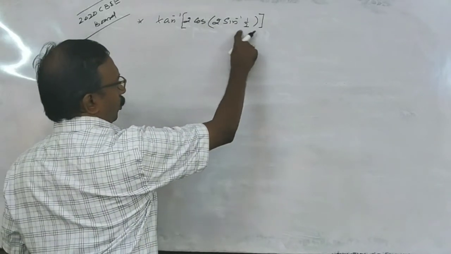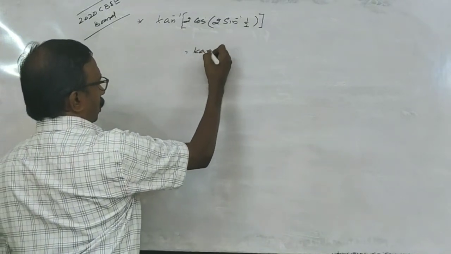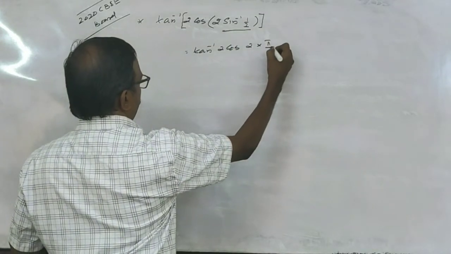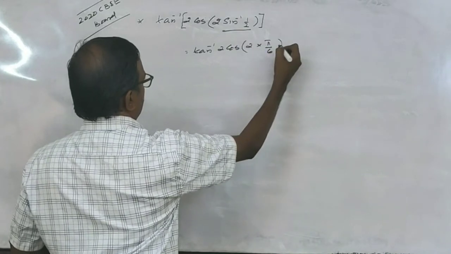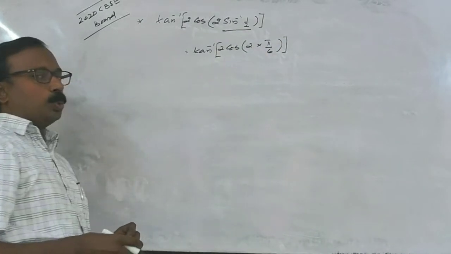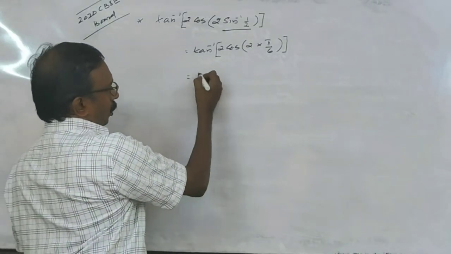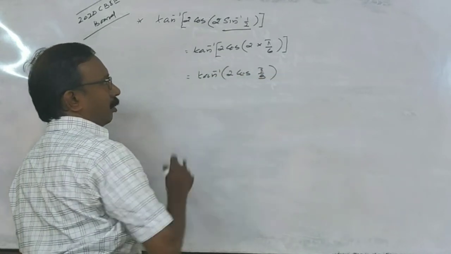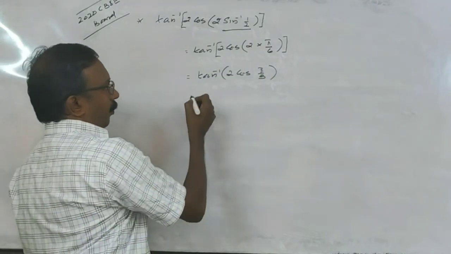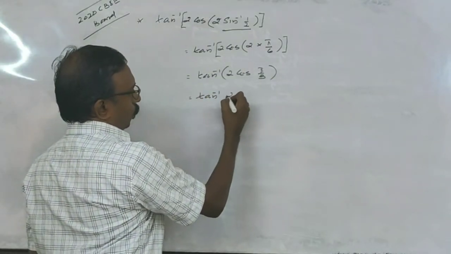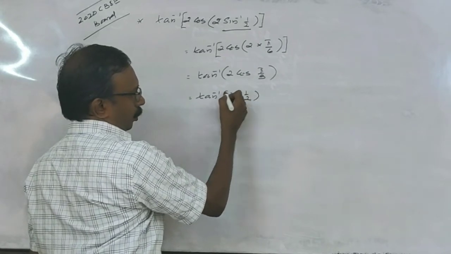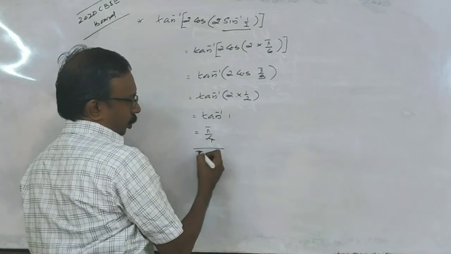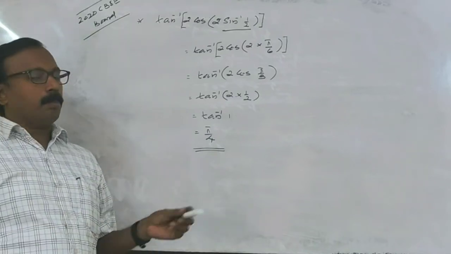Now we know that sine inverse 1 by 2 is pi by 6. Now tan inverse of 2 cos of 2 into pi by 6, 2 and 6 get cancelled, pi by 3. Now tan inverse of 2 cos pi by 3, cos pi by 3 is again 1 by 2, that is tan inverse 1. Tan inverse 1 is pi by 4. So the value of this function is pi by 4, isn't it?